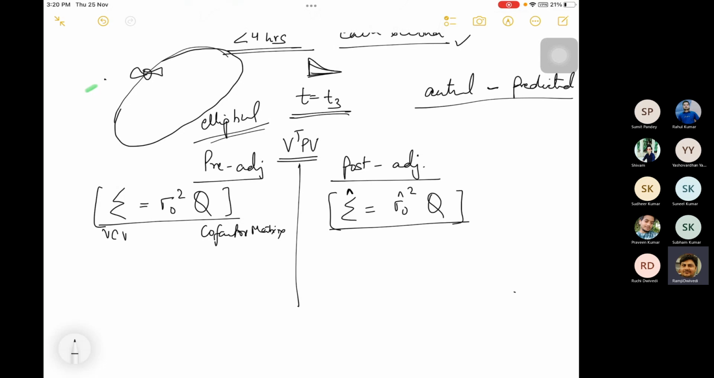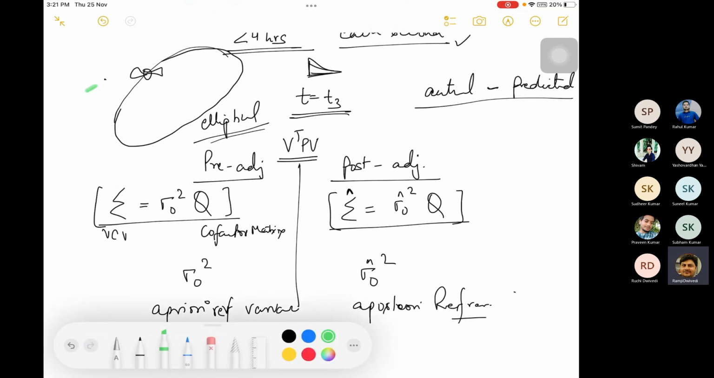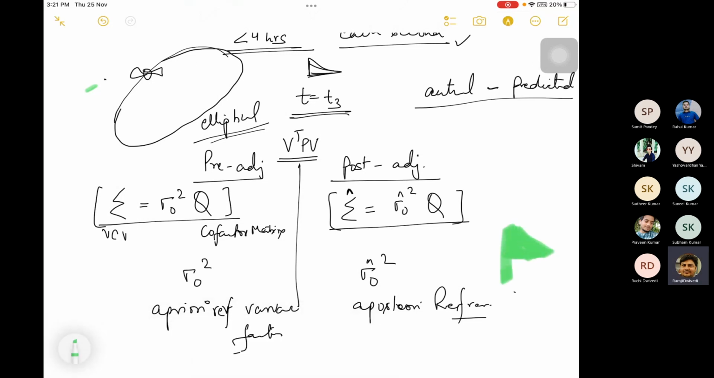The whole process of comparison or acceptance of your results lies in how you compare these two terms, which we call the a priori reference variance factor and the a posteriori reference variance factor. These are the two major components that help you accept the result, making a green flag over your adjustment process. How would you decide this green flag?